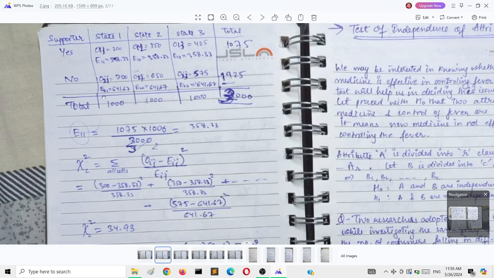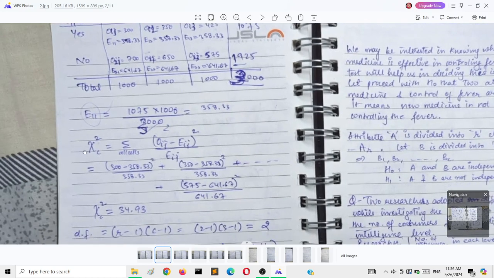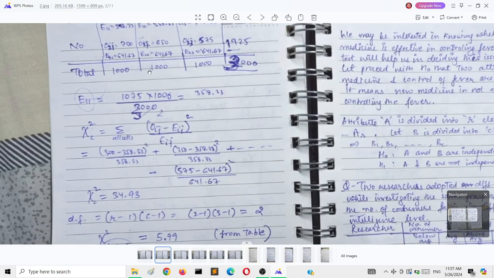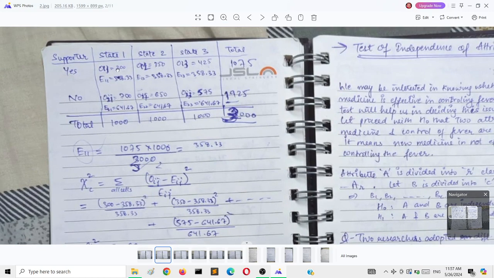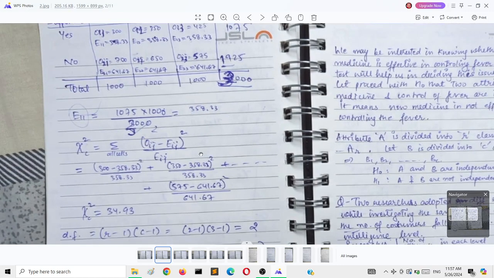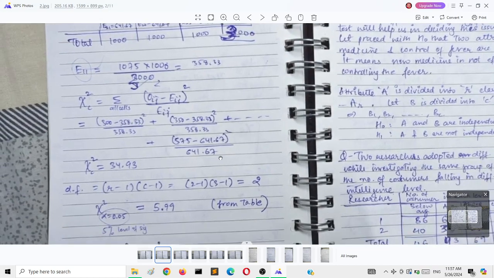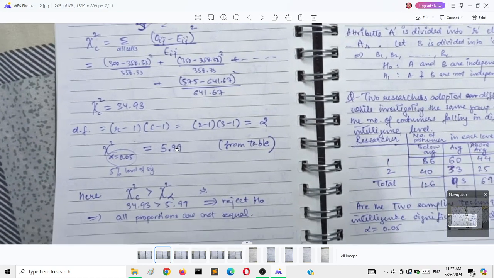This is how you will actually calculate all the E_ij values, right? And then finally you calculate chi computed square for all, that is the summation over all cells. Here we have 6 cells, so we'll do all of them. Expected value is calculated in this fashion. This is 358.33. Then these both will be subtracted, and then we take the square of all those and divide by 358.33. This is how we get the chi-square computed value for E11, right?